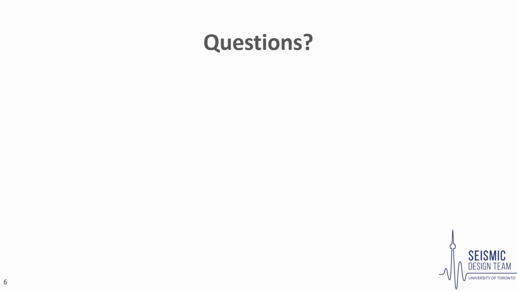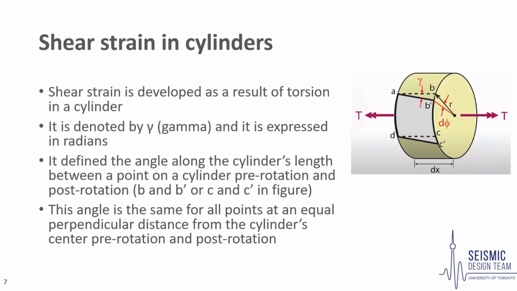Okay, I'll proceed then. To further our understanding of torsion, we must look at shear strain. Shear strain is developed as a result of torsion in a cylinder or any other element shape. It is denoted by gamma and is expressed in radians. Shear strain is defined as the angle along the cylinder's length between a point on a cylinder pre-rotation and post-rotation.